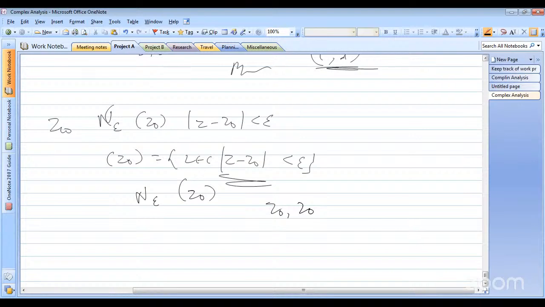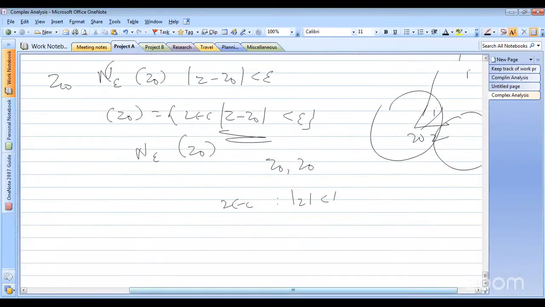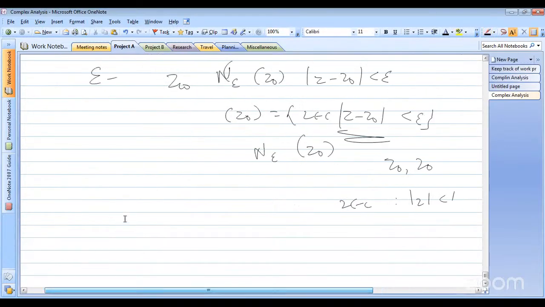Epsilon is called the radius of the neighborhood. For example, the disk |z| < 1 is the neighborhood of the origin of the complex plane, where the center is the origin and the radius is 1. We take this on the graph, with z belongs to C.